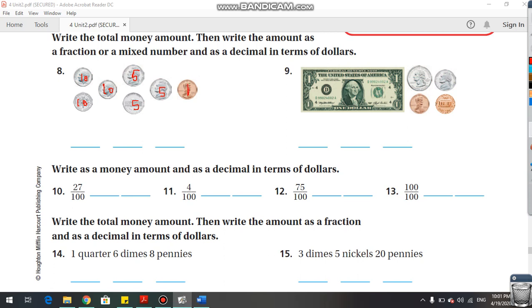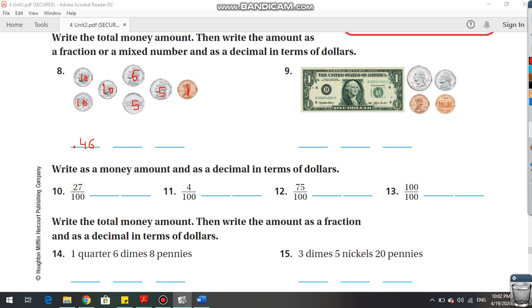So let's keep counting. 10, 20, 30, 35, 40, 45, 46. So I'm gonna write 46. Let's make sure. 10, 20, 30, 35, 40, 45, 46. 46. Did I reach 100? No.